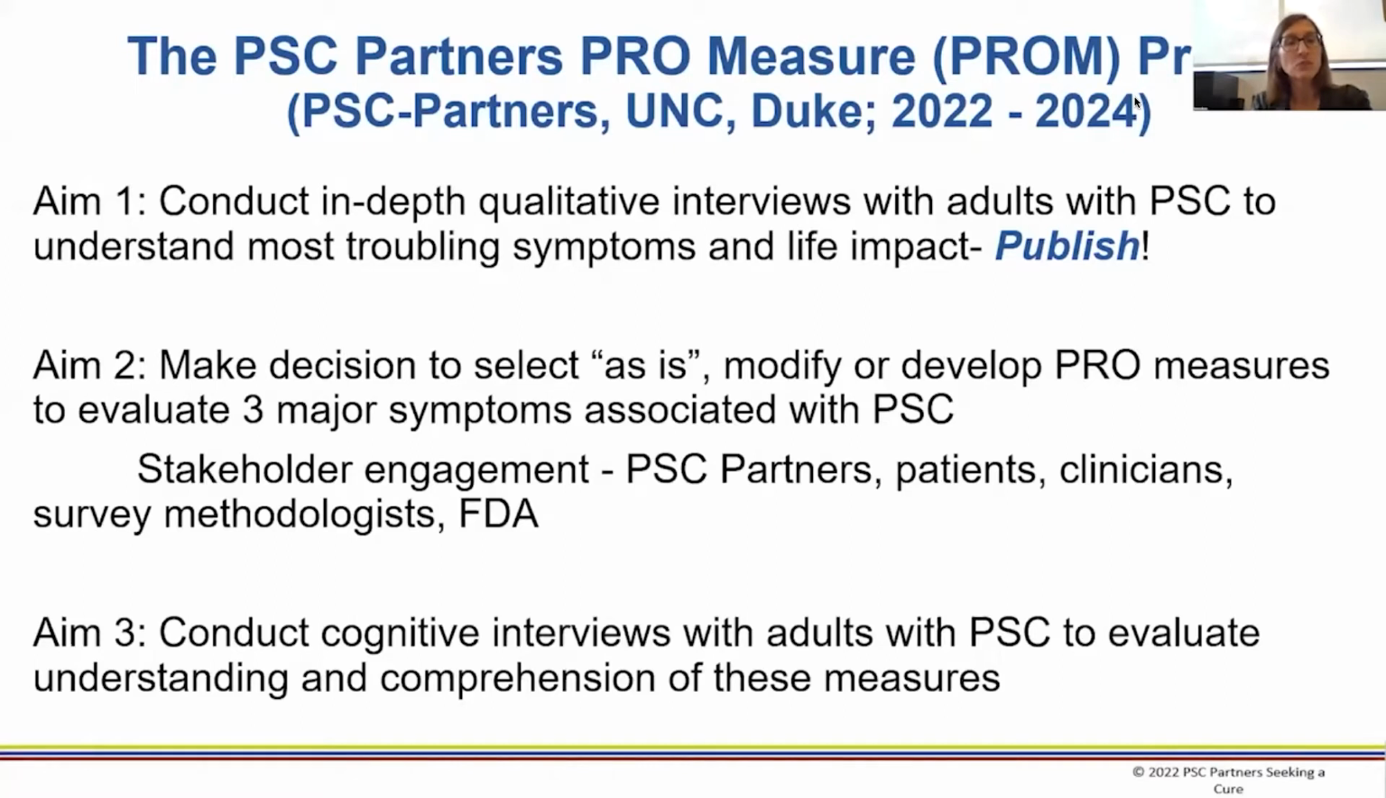Aim 2 is to work with a stakeholder engagement group, with several stakeholders, to make decisions about selecting a PRO measure as is, or something that needs modification, or new development of PRO measures to evaluate 3 major symptoms associated with PSC. And aim 3 is to conduct cognitive interviews with patients to evaluate understanding and comprehension of these 3 symptom PSC measures.